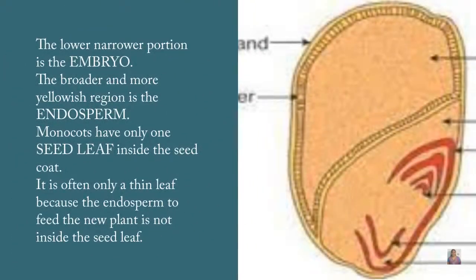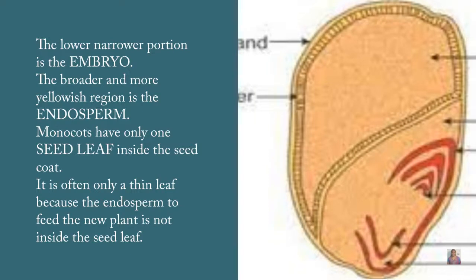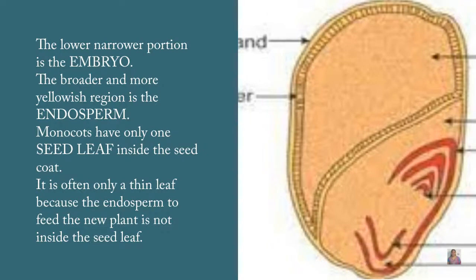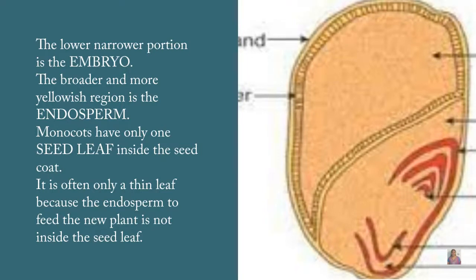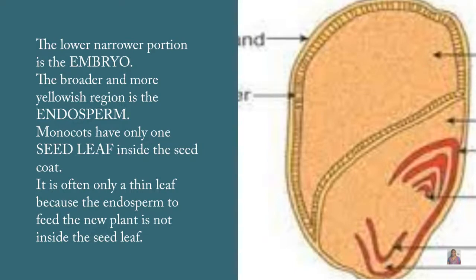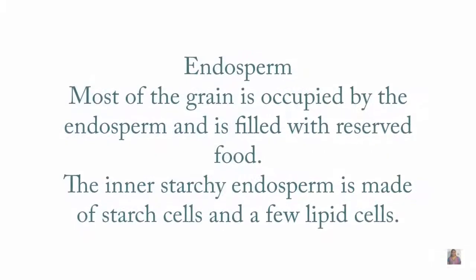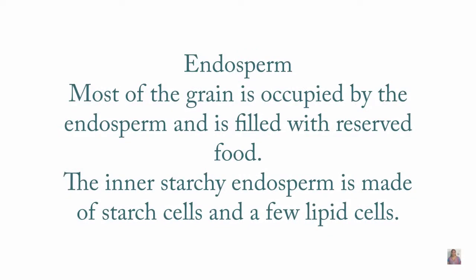The lower triangular portion is the embryo and the upper portion is the endosperm. Usually the monocots have only one cotyledon or seed leaf inside the seed coat, and it is a very thin leaf. Why? Because the endosperm to feed the new plant is not present inside the seed leaf. It is present separately. The upper portion of the monocot seed, the endosperm, is filled with reserve food material.